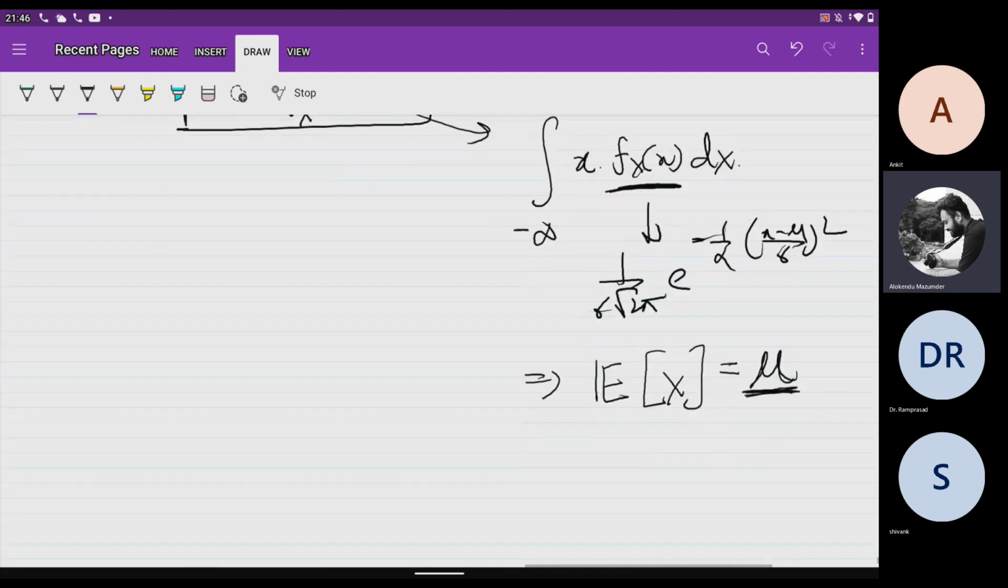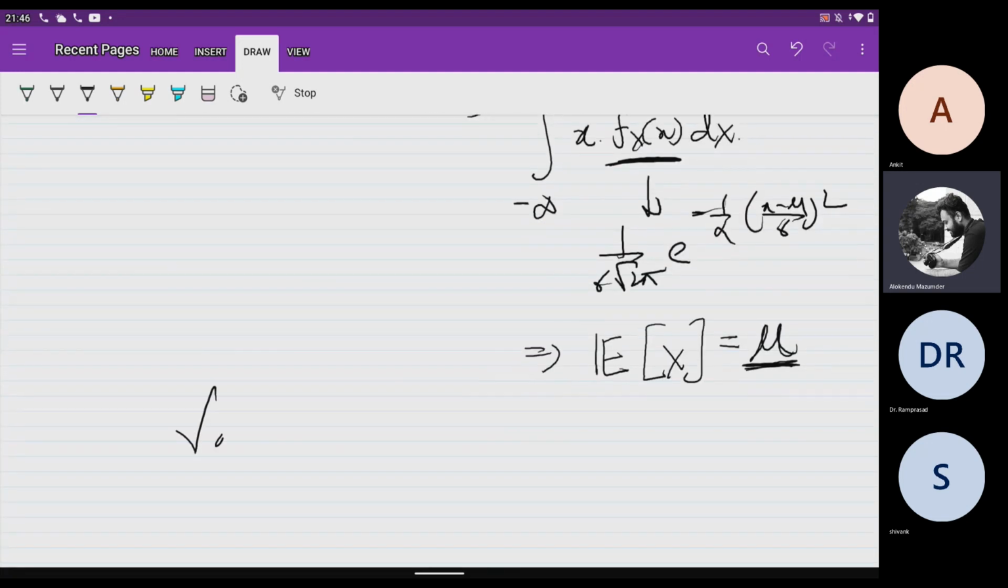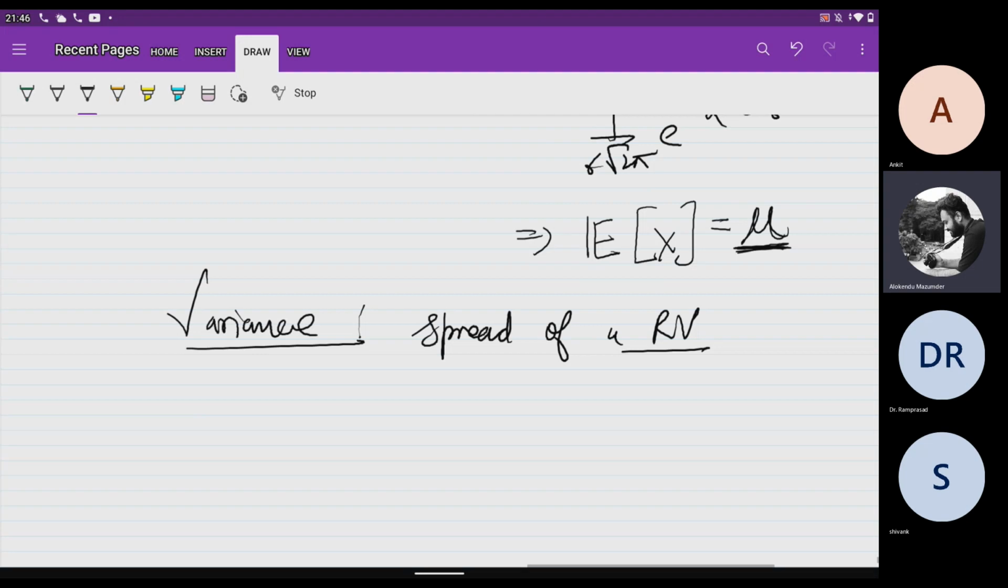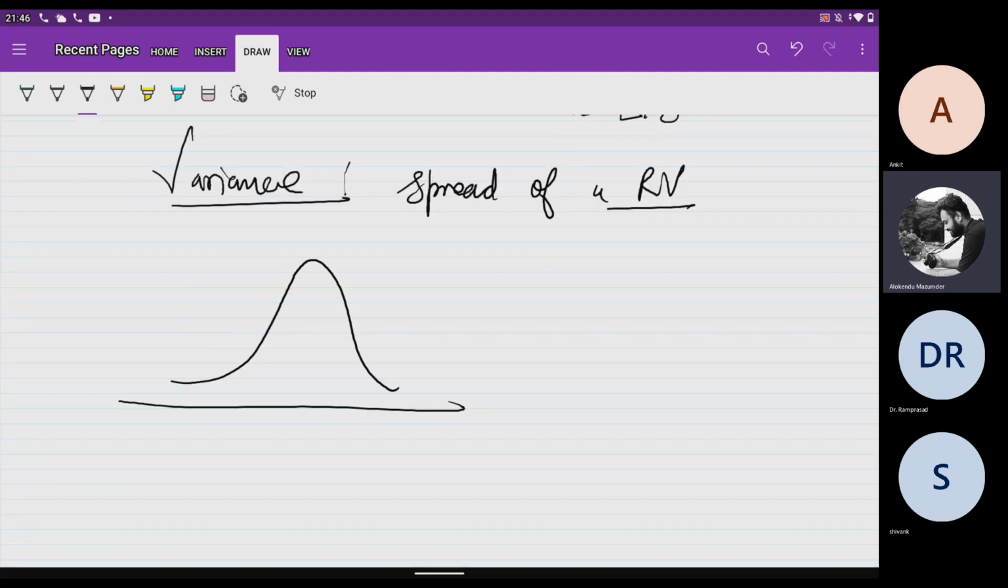Now we have variance. For mean it's clear, right? You got what is the mean of a random variable. Yes. The variance is defined as the spread of a random variable. Let me quickly tell you: if I have this density function, a random variable x1, and this random variable x2, which one has more spread in it?